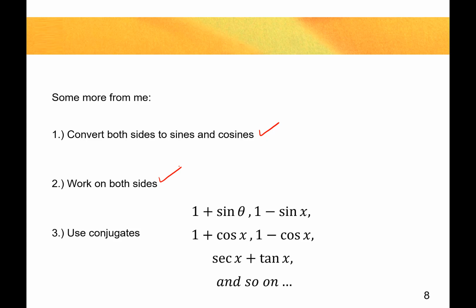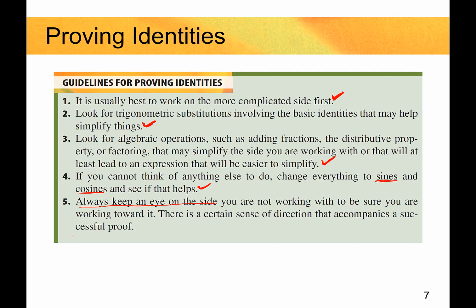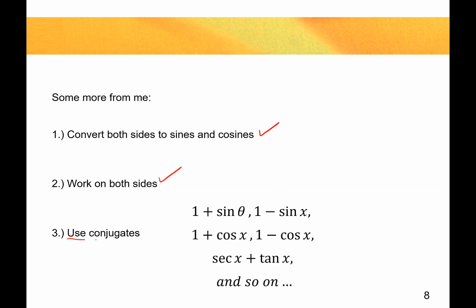And one more little thing that the book did not mention, I'll mention it to you, is use conjugates. You want to use conjugates sometimes. So what's a conjugate? Sometimes you want to multiply both top and bottom by 1 plus 1 by sine theta. Or you might need to multiply both top and bottom by 1 minus cosine x. So we'll see if we get to any one of those. Alright, so there it is.